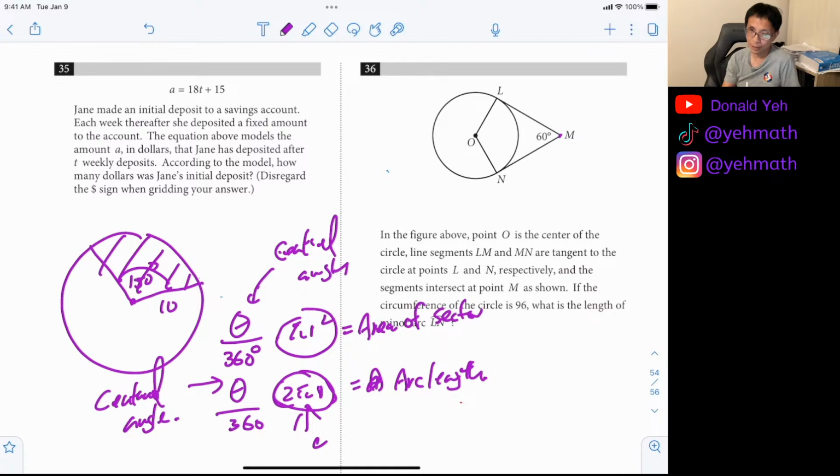So if you have, let's say, 30 slices out of 360 slices. Max, you're going to sit down and finish them.